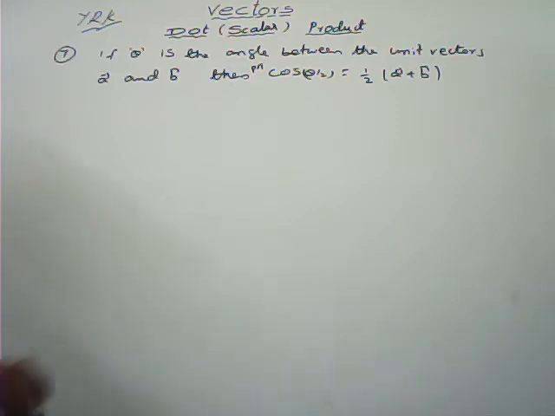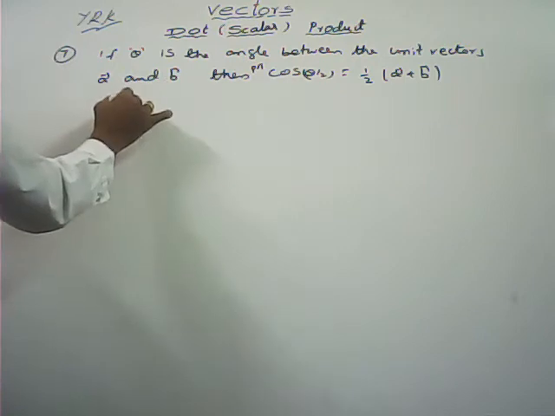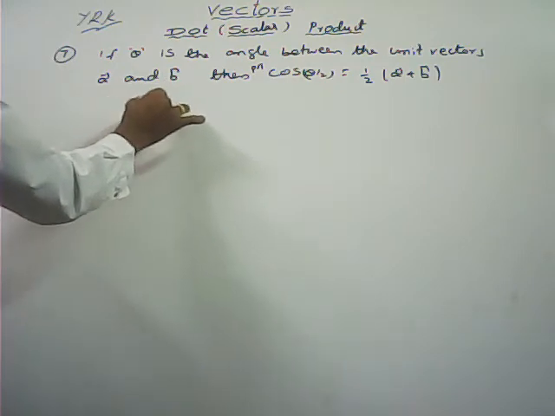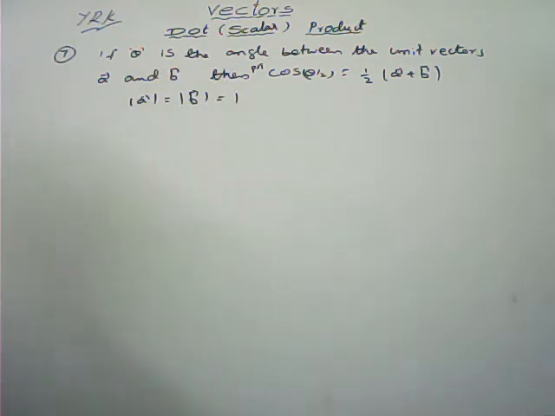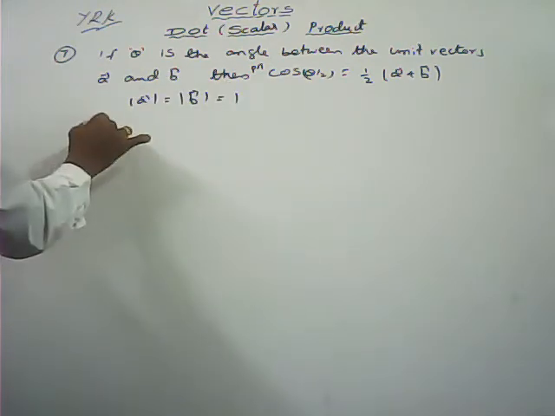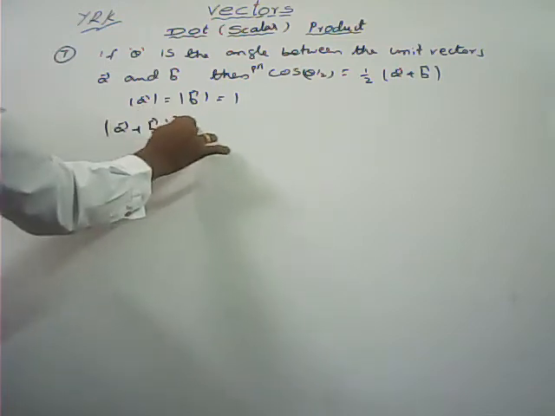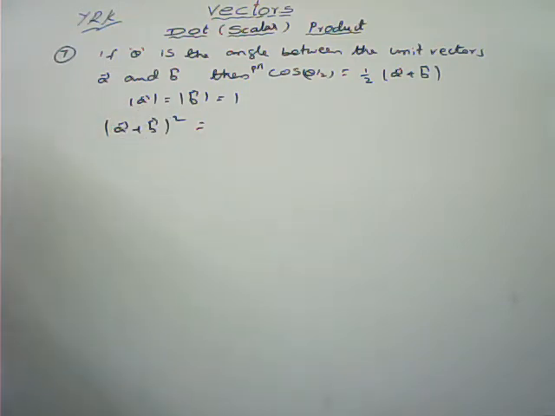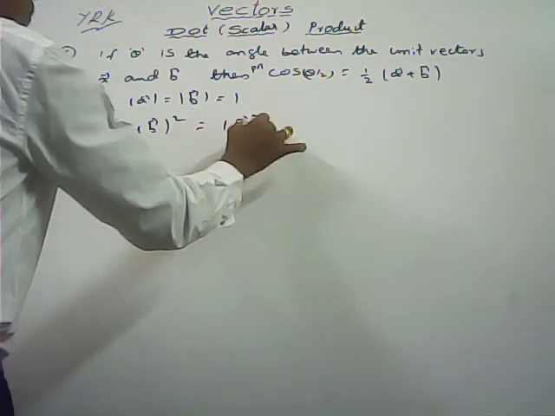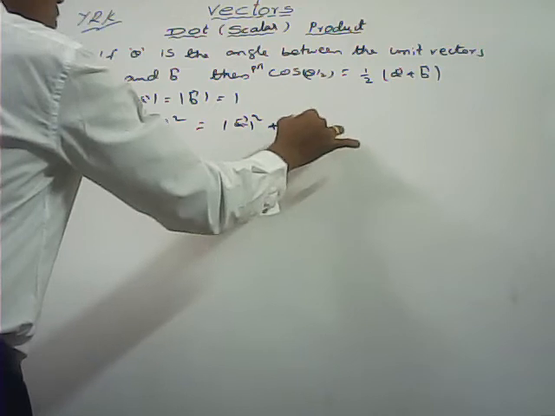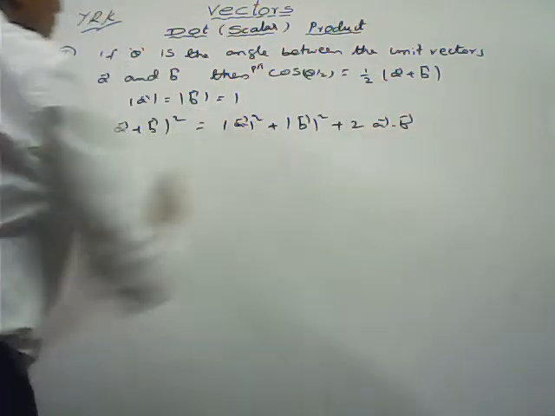So here theta is the angle between the unit vectors. Here these two are unit vectors. Modulus of A bar is equal to modulus of B bar, that is equal to 1. And here what I am taking, modulus of A bar plus B bar whole square, that is equal to modulus of A bar square plus modulus of B bar square plus 2 into A bar dot B bar.